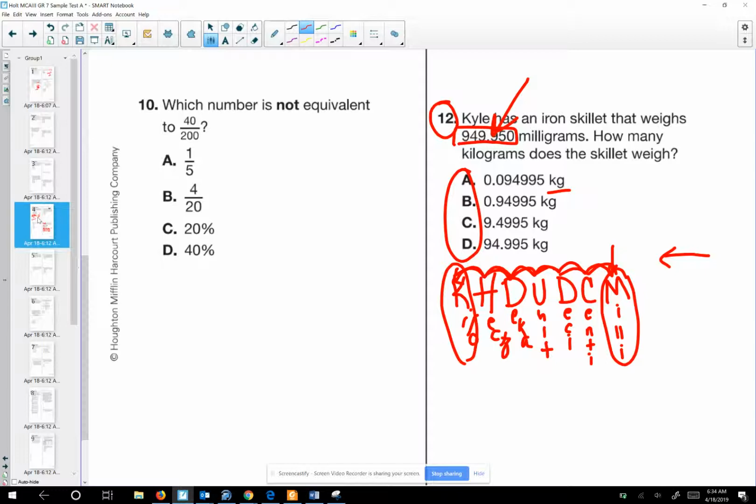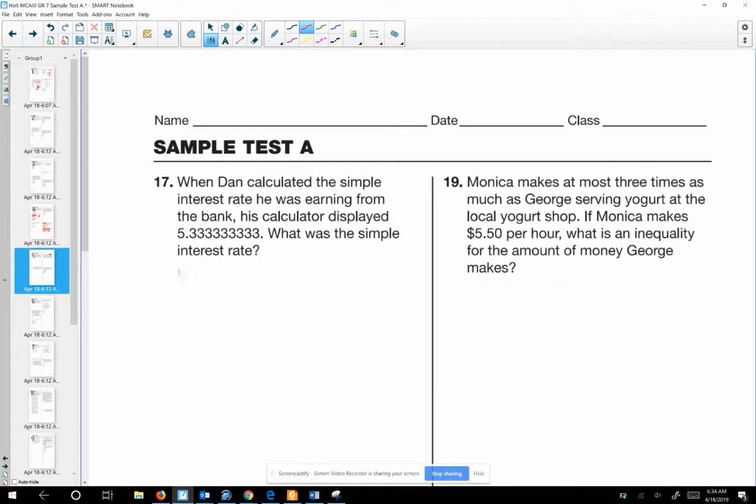All right, on the next page, if you would, turn there with me. And I want you to look at questions. All right, 17. I don't like this question. I don't think it's worded very well. They're saying you get this value on your calculator. And without having any of the values, what was the interest rate?